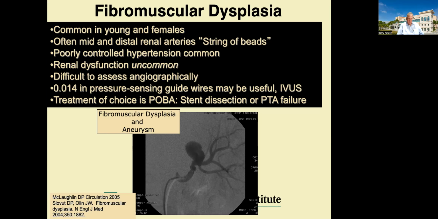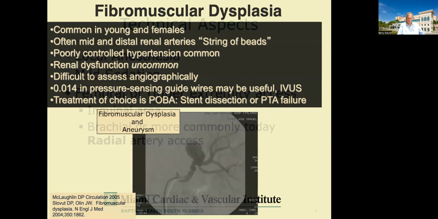Again, I mentioned that angioplasty is the treatment of choice. Now, as you can see in this image, it's not uncommon to have aneurysms associated with FMD. This one's a pretty large one. It represents a risk of rupture, but generally the small aneurysms, in fact, don't represent that risk.